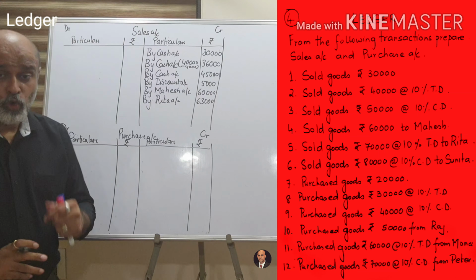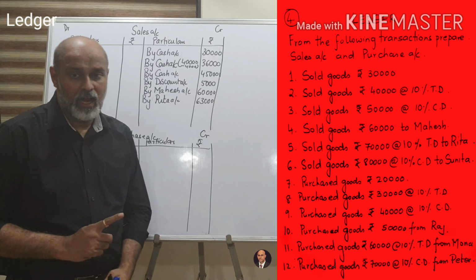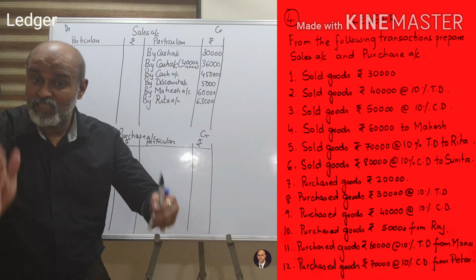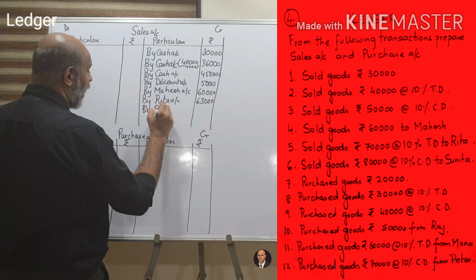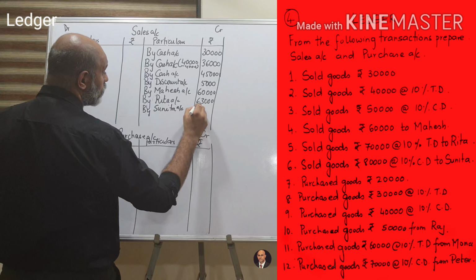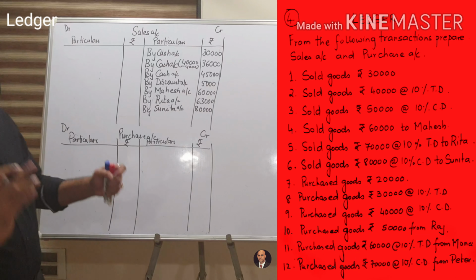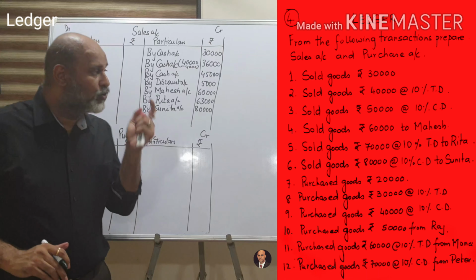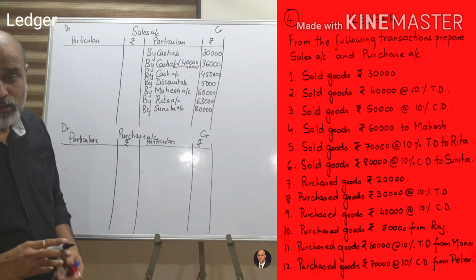The next one, sold goods rupees 80,000 at 10% CD to Sunita. This is again a credit transaction, so the cash discount will not be applicable. So I have to just write by Sunita, by Sunita account rupees 80,000. Cash discount is not applicable since it is a credit transaction. So I'll have to write the original value of 80,000 itself. Now coming to the next one, purchase goods rupees 20,000.